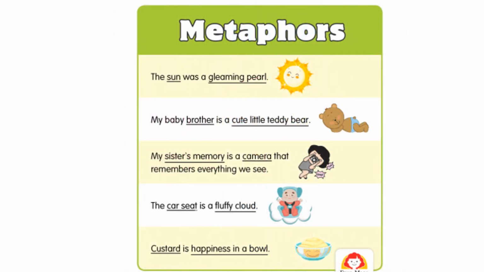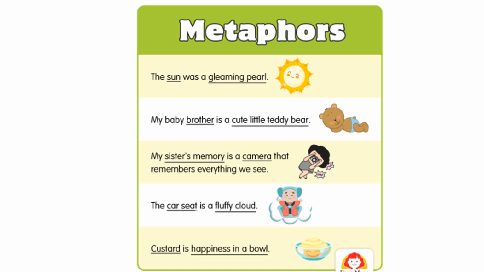Now, a metaphor also compares two things, just like a simile, because it's figurative language, it's non-literal, but we don't use the word as or like. We just say the comparison directly. The sun was a gleaming pearl. So we're comparing the sun to a pearl. We can say it as a simile: the sun was like a gleaming pearl. But here, without the word like or as, it would be a metaphor. If you don't see the word as or like, then it's a metaphor.